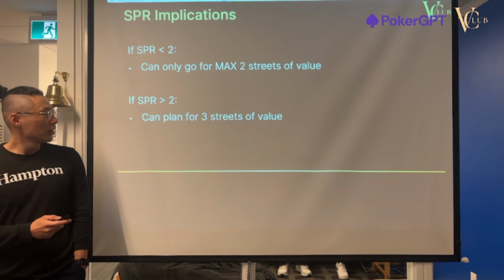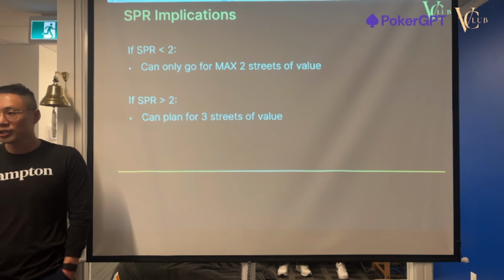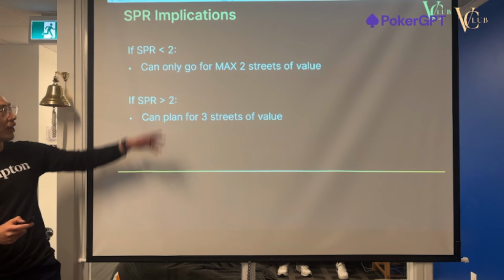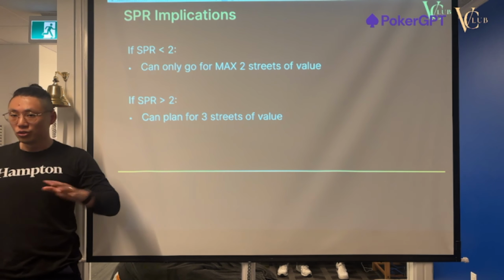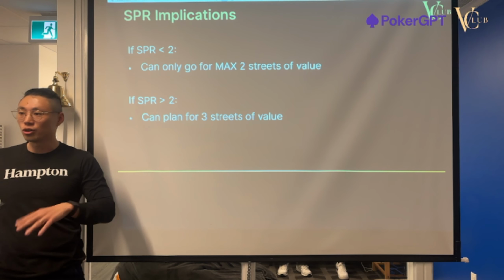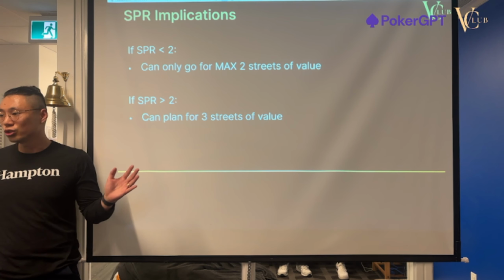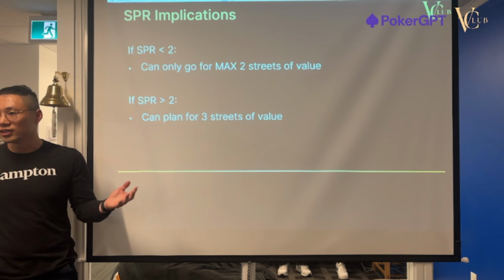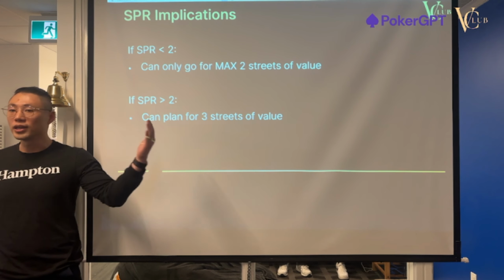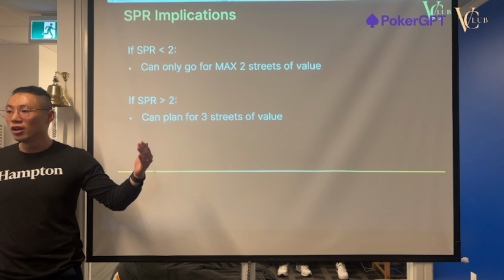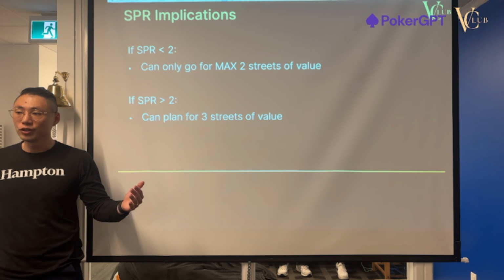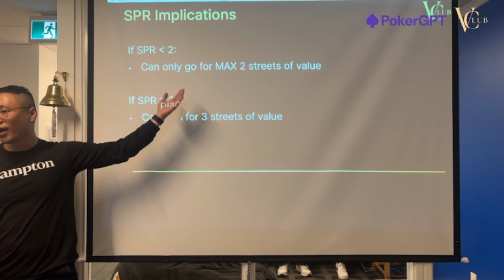Okay. So these are the implications of SPR on future planning. If SPR is 2 or less, you only have a 2-street hand. If you have a value hand, like top pair, top kicker, or 2 pair or something like that, you only have a 2-street hand, not 3 streets. So you should plan accordingly. You might want to size up on the flop and then go for a pot size bet on the turn, or check back the turn and then go for a pot size bet on the river. But generally, you're only going to have 2 streets of value.